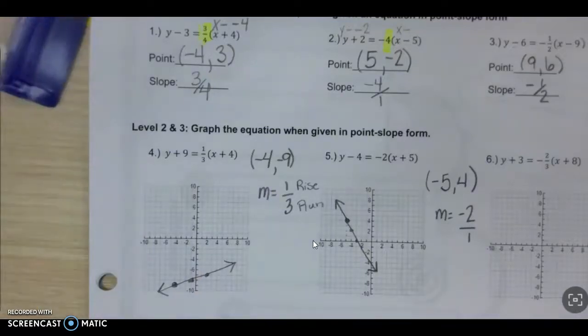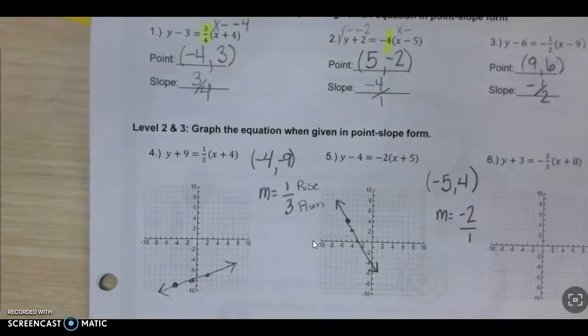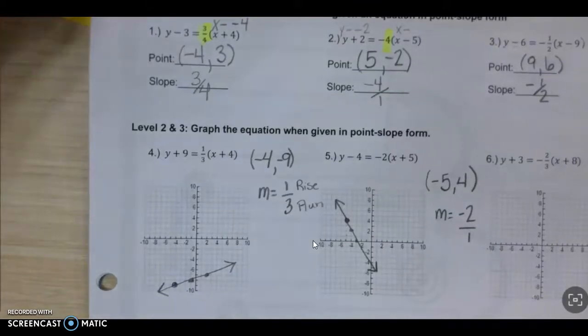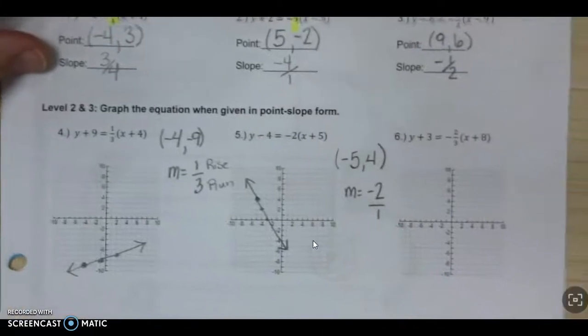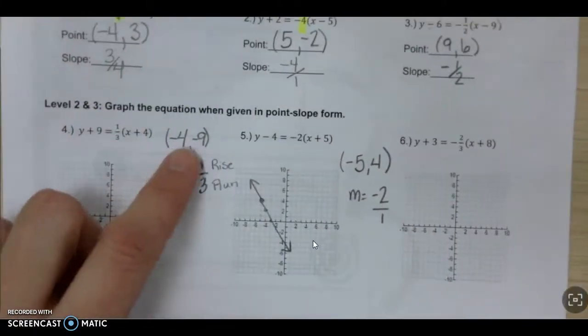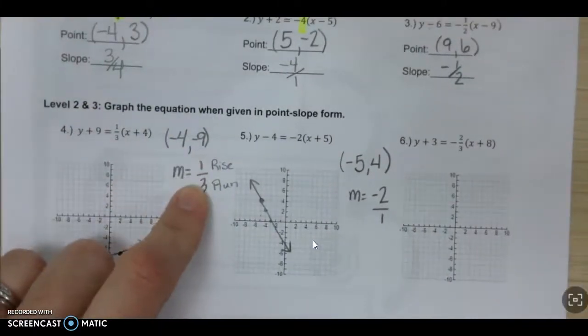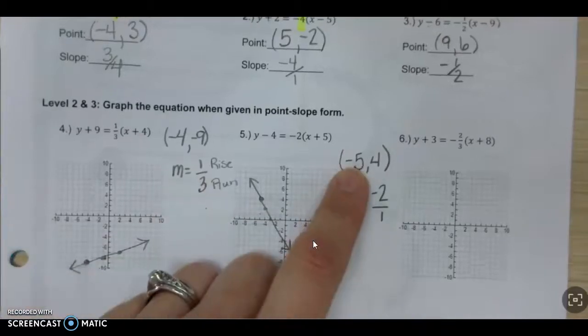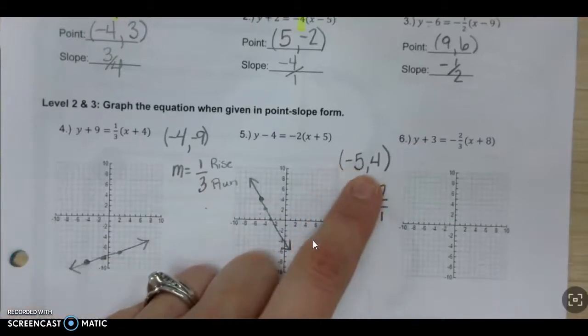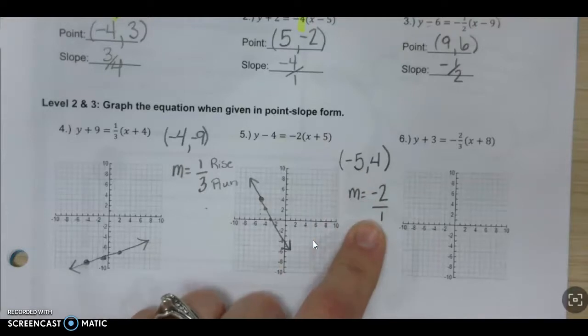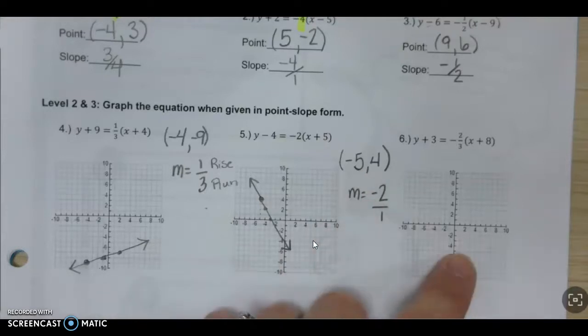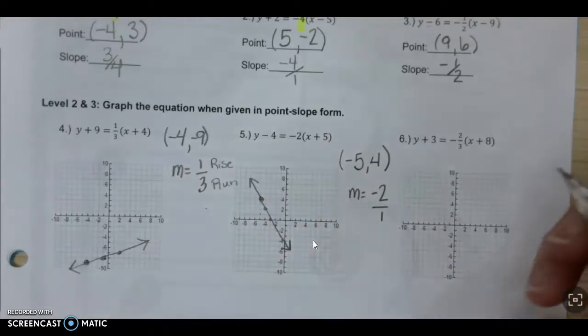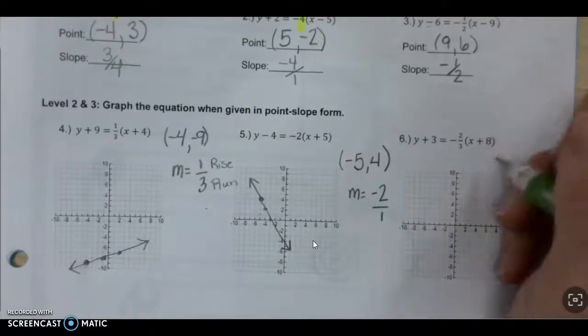Okay, one more time, we'll practice that. Again, just looking at some different types of graphs. Here I had some negative coordinates and a positive slope. Here I had a mix of negative coordinates and positive coordinates, but this time I had a negative slope. And then the last one is going to have negative coordinates and a negative slope.